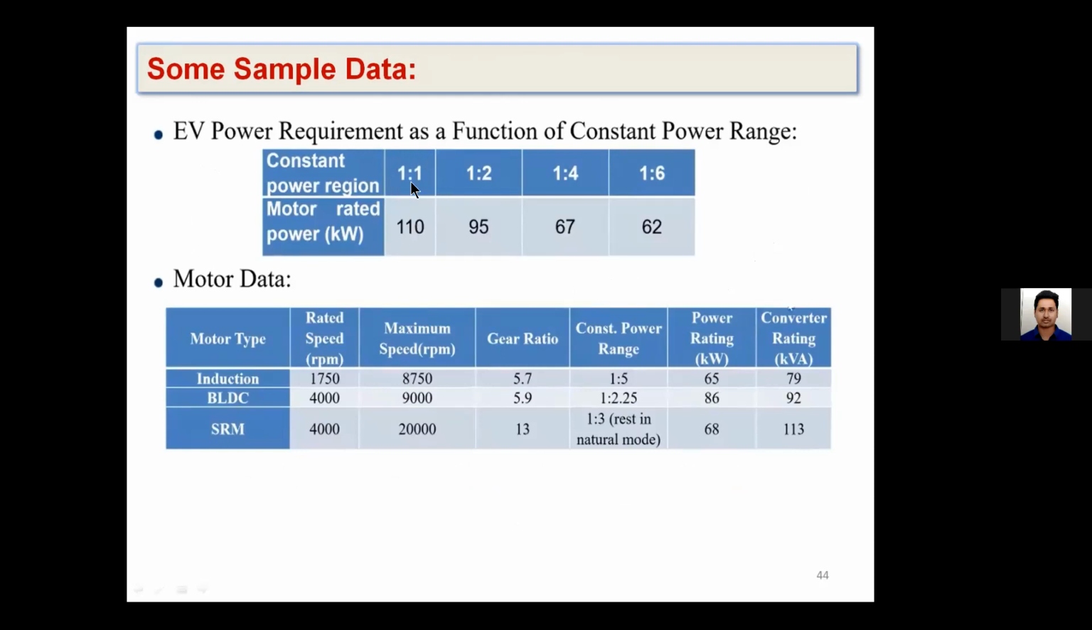So here you can see the ratios, 1:1 ratio. I mean, this ratio is the constant torque by constant power ratio, with increase in the value. So for 1:1, the power rating is 110. So if you increase to 1:6, it's decreased. The value is almost 1/6, which means it's a low value, no? So here you can see the power rating requirement is significantly reduced when you compare with the rating when you adopt the 1:1 ratio.